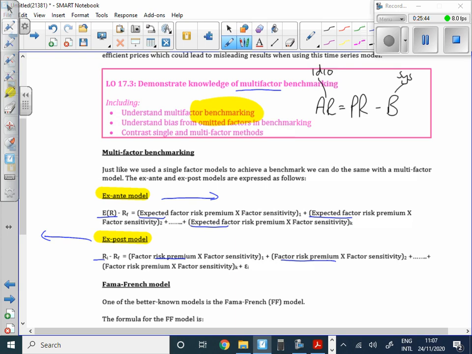The actual performance is my portfolio return. Benchmark is the key over here. If I'm using a single factor model, how do I arrive at my benchmark? I'll use CAPM. If I'm trying to calculate my benchmark with a multi-factor model, oh, I can use Fama-French, I can use Carhart, whoever I like. But it's just to calculate the benchmark or the systematic component of the return.